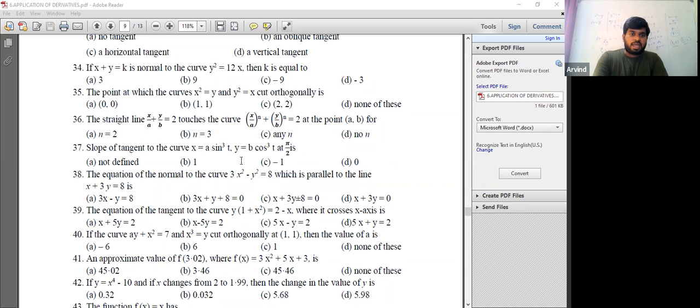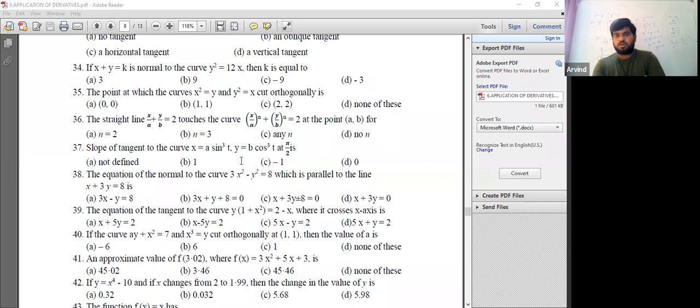Okay, the straight line x by a plus y by b equal to 2 touches the curve x by a whole to the power n plus y by b whole to the power n equal to 2 at the point a comma b. For n is equal to 2, n is equal to 3, any n, no n? Now we have the curve x by a whole to the power n plus y by b whole to the power n is equal to 2. For this curve to touch x by a plus y by b equal to 2, what should the value of n be?